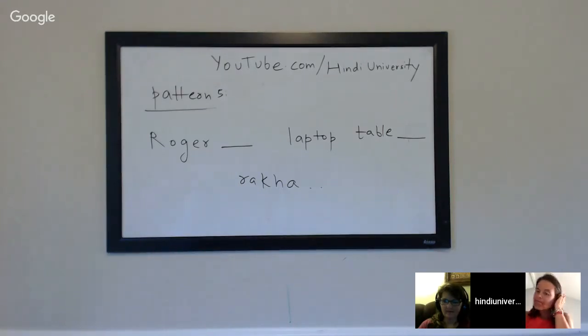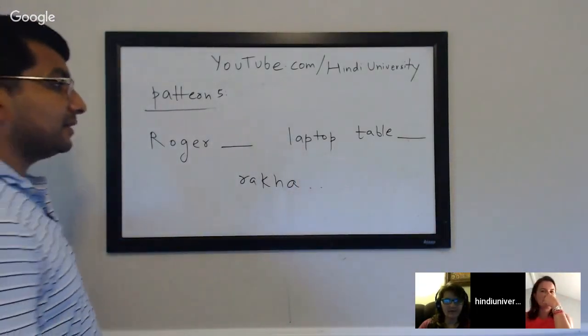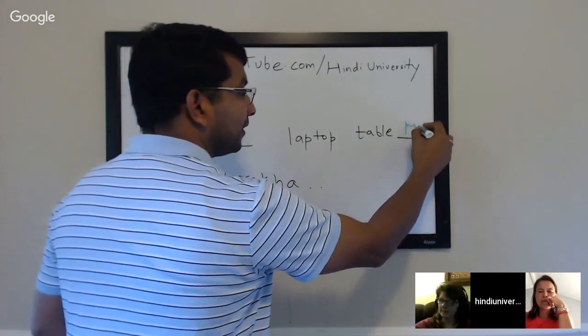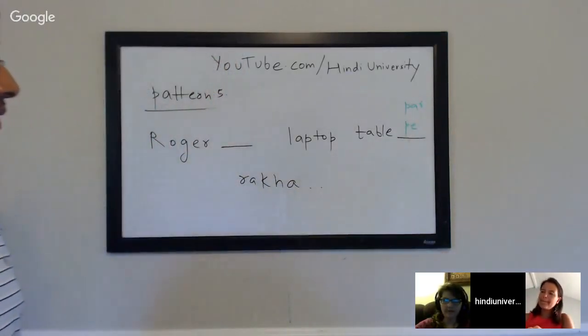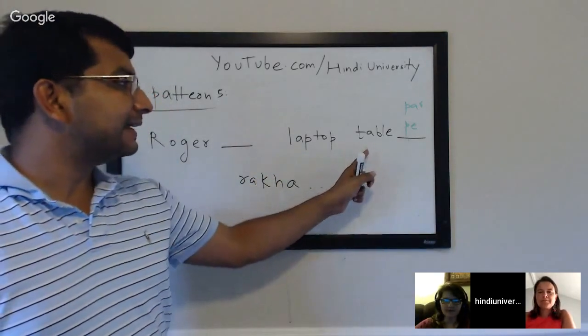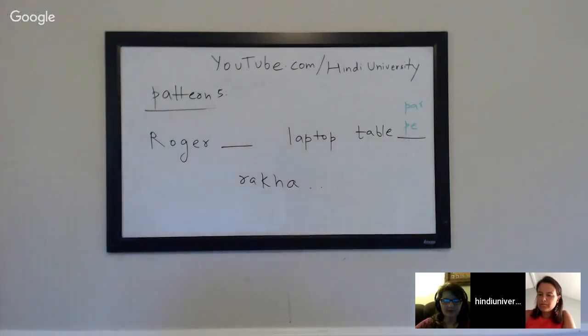Okay, awesome. So you can tell the answer is correct. Roger placed the laptop on the table. This one is straightforward. On the table, table pe or par. You can use either of them, pe or par. Table par rakha. In English you say on the table, but as I reiterated, in Hindi it will be a postposition. So table pe or table par rakha.